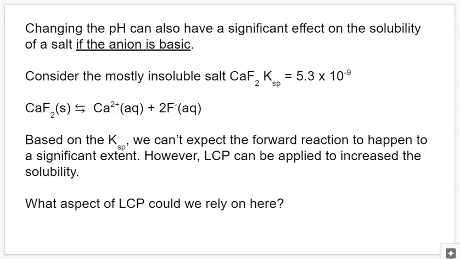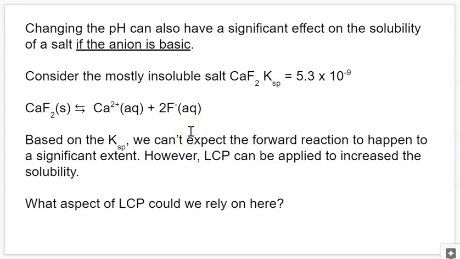So changing the pH can also have a significant effect on the solubility of a salt, specifically if the anion in the salt is basic. So let's give an example here. Consider the mostly insoluble salt of calcium fluoride, which has a Ksp of 5.3 times 10 to the negative 9. So very, very reactant favored. Based off of this Ksp, we can't expect this forward reaction to happen to any significant extent.